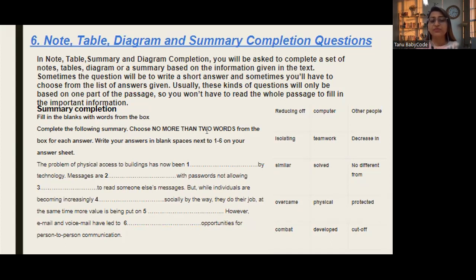Now here, see the summary completion question. Fill in the blanks with words from the box. No more than 2 words is your word limit. Write your answers in the boxes on the answer sheet, right? So what you're supposed to do is fill in the answers from the box on the side. A helping box is given to you and you have to select your words from this box and then fill them in. But for that, you need to read the passage, look for the synonyms, and then you will find the correct answer.